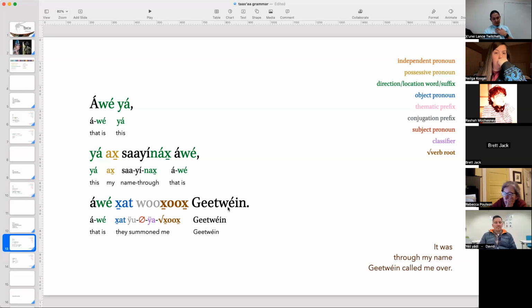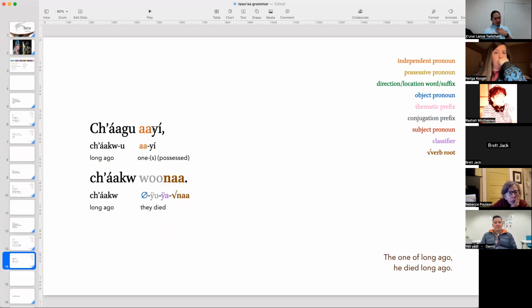And then we have Gitwain. Chagu ayi, the one of long ago. Chak wu na, they died long time ago. There's a third person object there. Again, you plus ya, woo. There might be other cases where that's going to change, but in this case, there's only two things there, because the zero doesn't count as a thing.